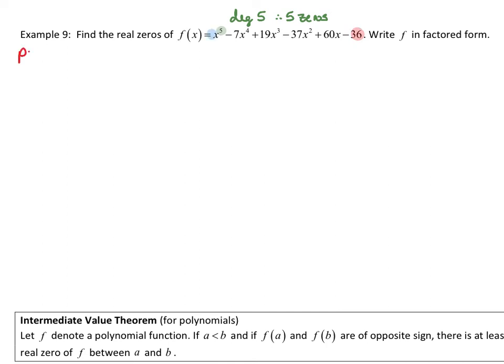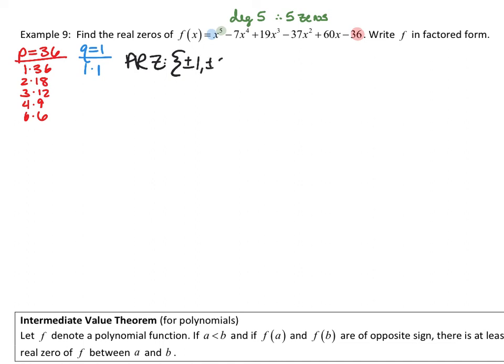So all of the factors of 36 are, buckle up, 1 times 36, 2 times 18, 3 times 12, 4 times 9, and 6 times 6, but nice enough, q is 1, so the only factors of 1 are 1 and 1, which means my list of potential rational zeros is plus or minus 1, plus or minus 2, plus or minus 3, plus or minus 4, plus or minus 6, plus or minus 9, plus or minus 12, over 1, right? I'm doing all of these over 1 in my head, and plus or minus 36.